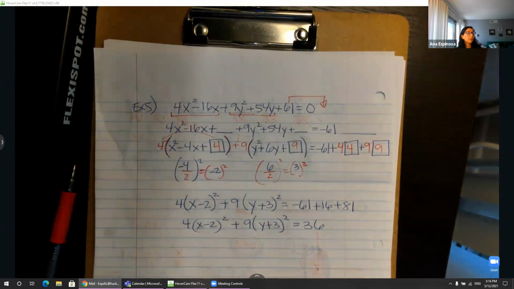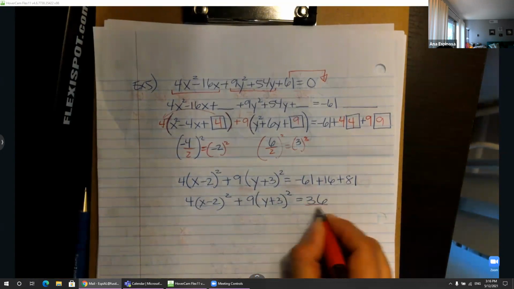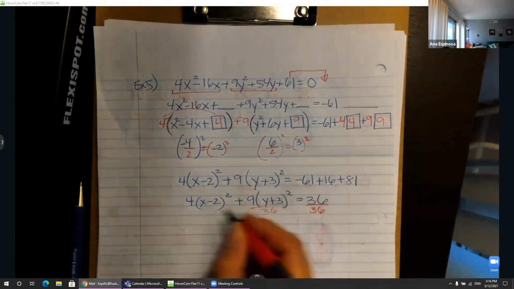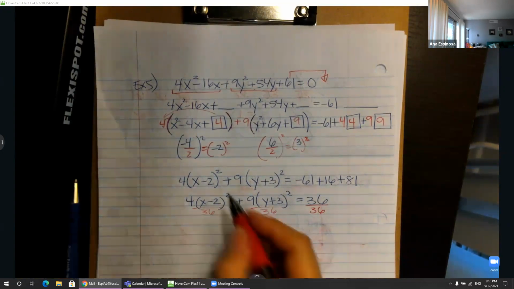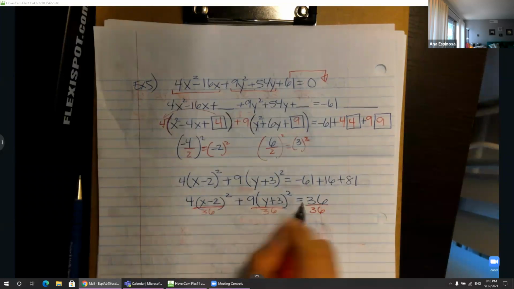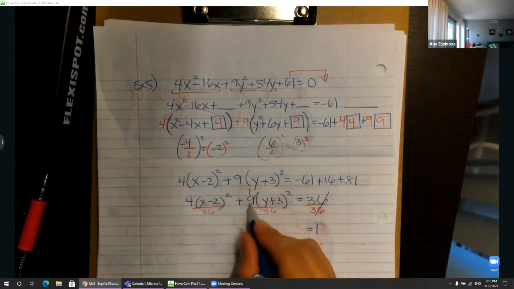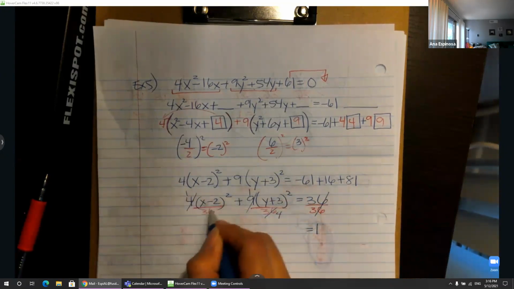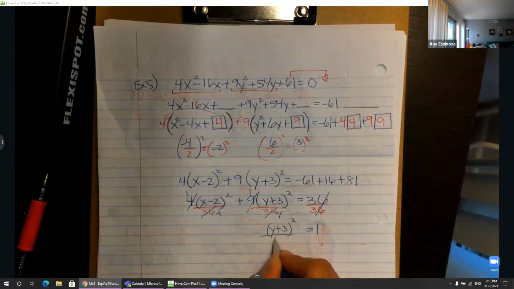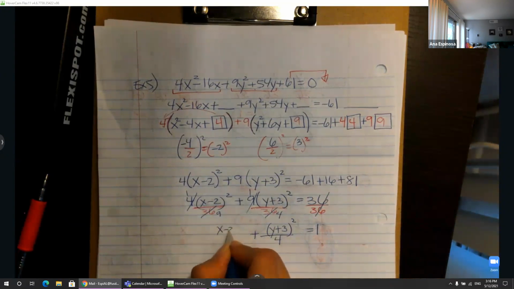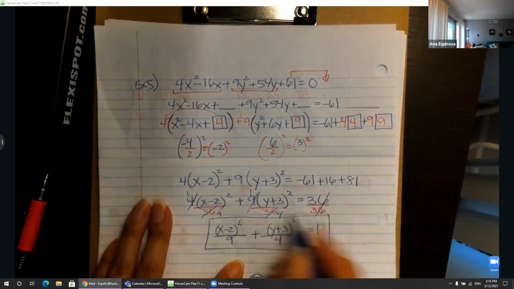All right, I'm almost done. This kind of looks like a circle, but it's not. It's a deviation of a circle. But this needs to be equal to 1, so then I divide everything by 36. And that means that this now is a 1. Anything divided by itself is 1. This 9 goes into 36 4 times, and this 4 goes into 36 9 times. So I have y plus 3 over 4, x minus 2 over 9. Done. That is your final answer.